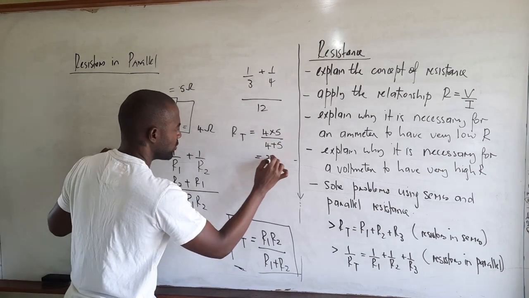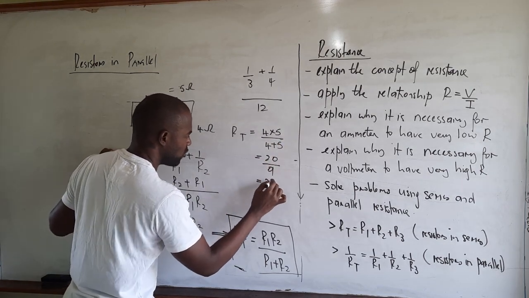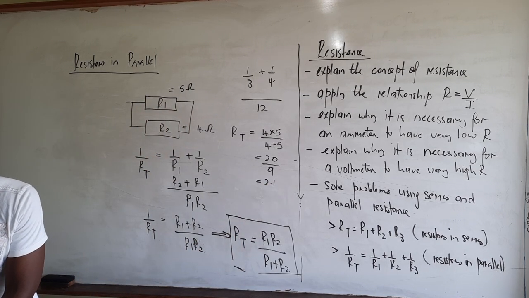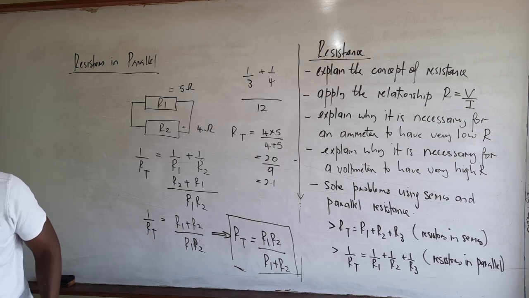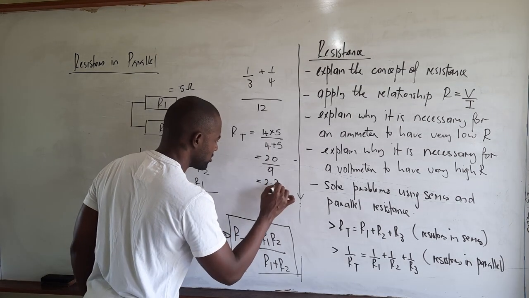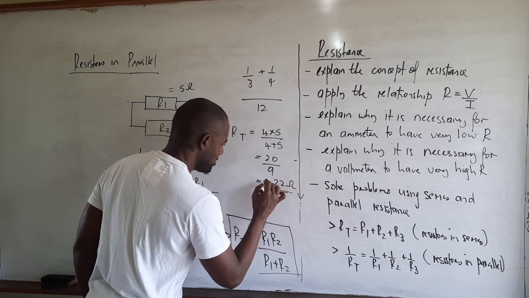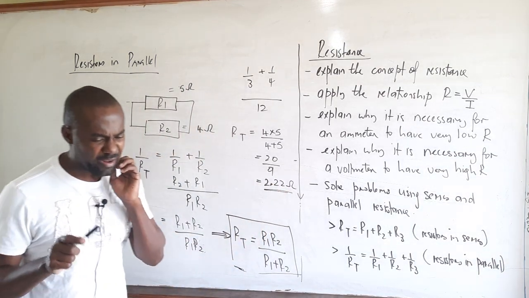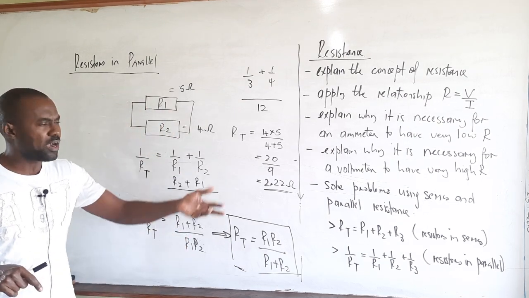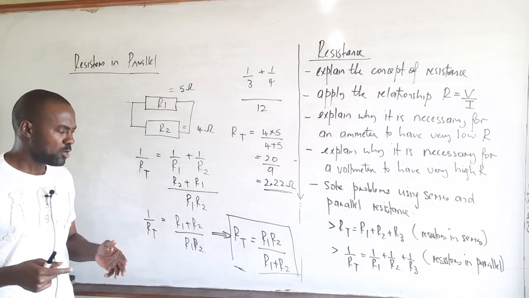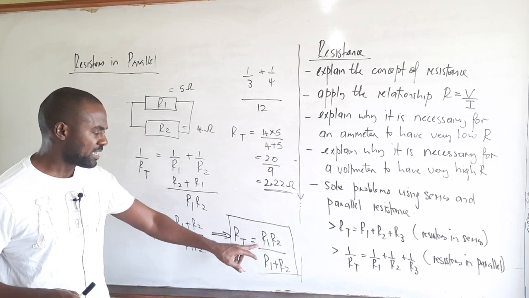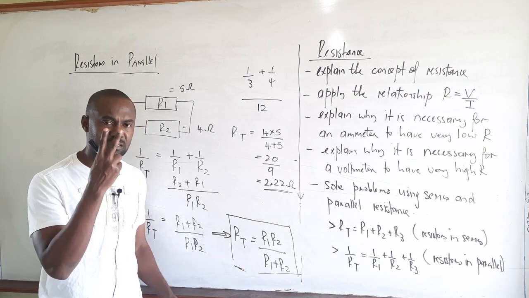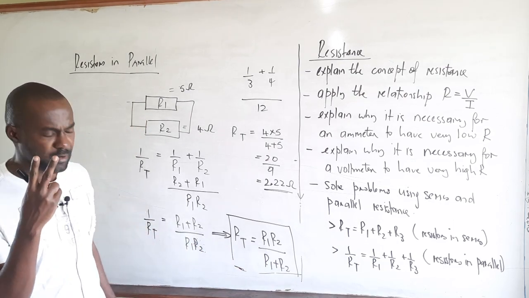So this gives us 20 divided by 9, which is about 2.22 ohms. So once again, if it's just 2 resistors connected in parallel, we don't have to go through 1 over R1 plus 1 over R2 and find the LCM. We can simply say the total effective resistance is the product of the 2 divided by the sum of the 2. However, this only applies if it's 2 resistors connected in parallel.